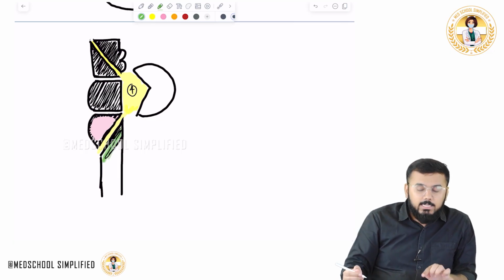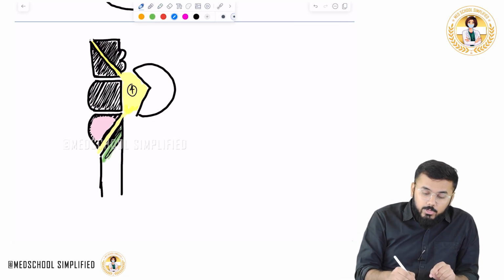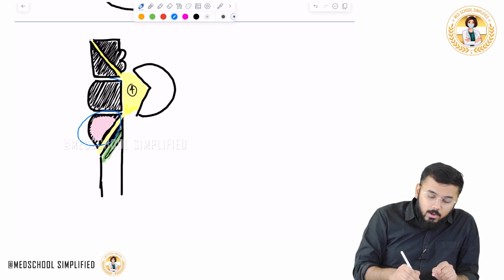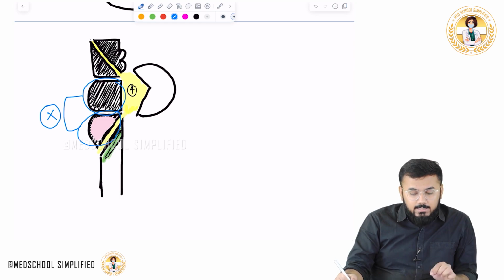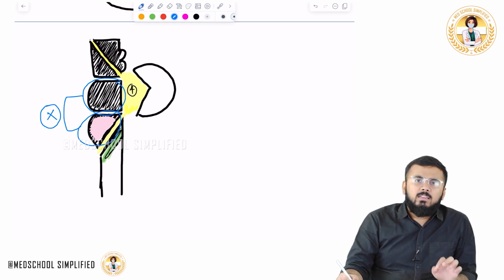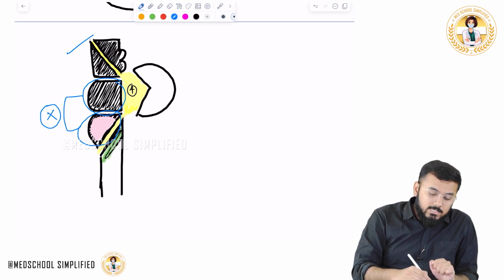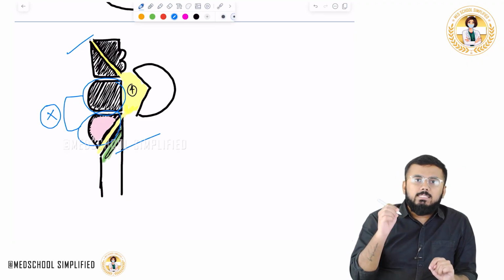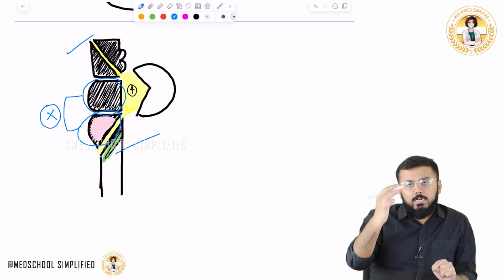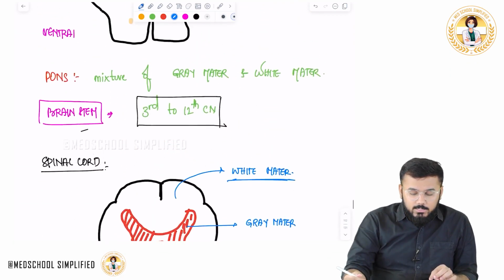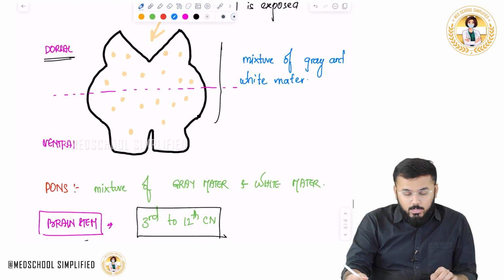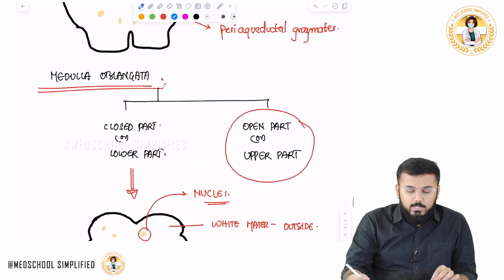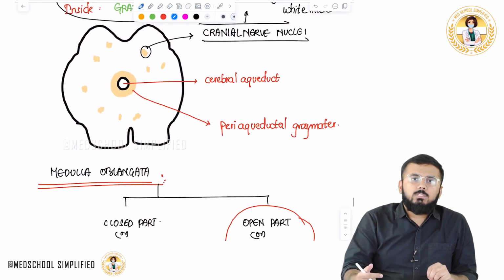So the upper part, is it having any central canal? There is no central canal. So you need to know that the upper part along with the pons, both of them don't have any canals. That is the reason why the gray matter and white matter are in the form of a mixture. Whereas in the midbrain and the lower part, they have a central canal. So that is the reason why centrally it is gray, outside it is white. This is one of the very important things which you need to know. These are some of the very important things you need to know regarding the gray matter as well as the white matter, guys.